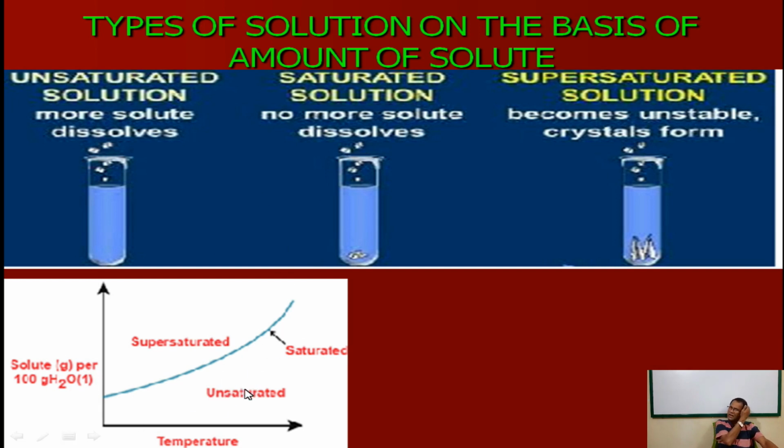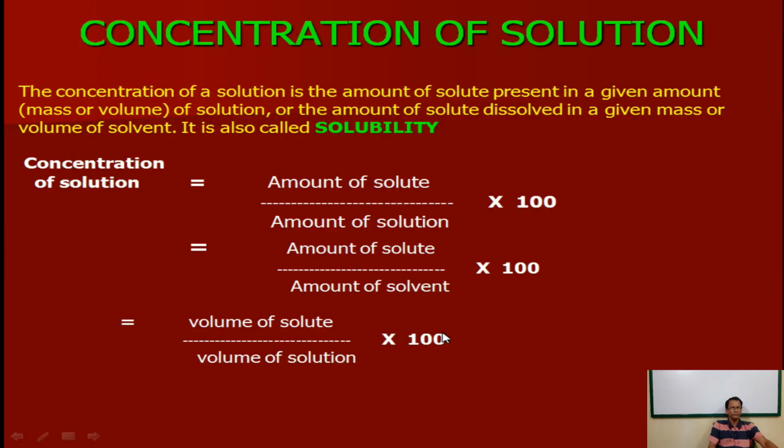But under the graph it is unsaturated. Unsaturated means the amount of solute is less. Supersaturated means the amount of solute is more. So on the basis of the graph we can also distinguish unsaturated, saturated and supersaturated solutions. That means a supersaturated solution has a higher percentage of solute compared to the other two.